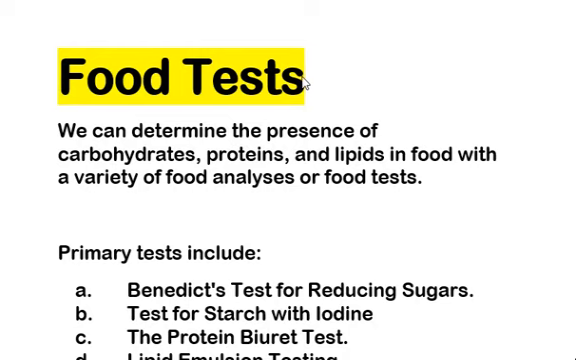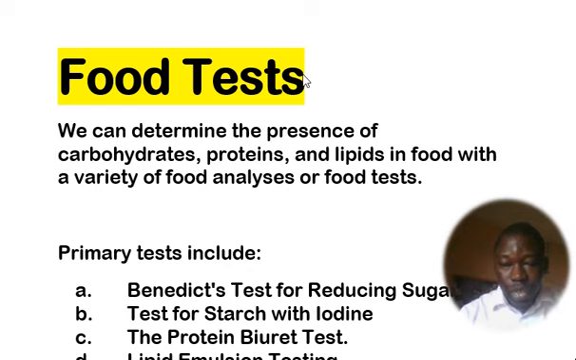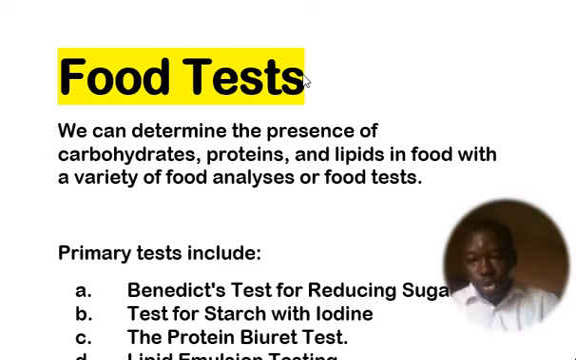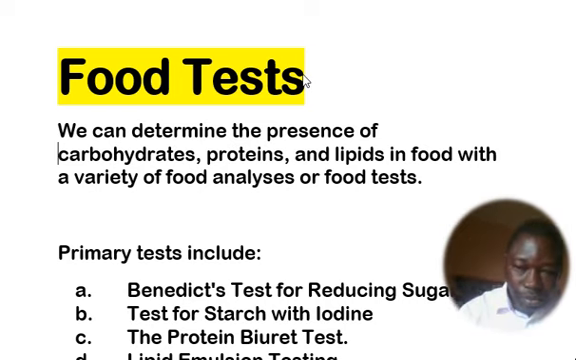After looking at the structure and function of carbohydrates, starch, proteins and fats, today we want to look at how we can test a food sample to see if it contains starch, reducing sugar, protein, or lipid. You know, lipid is fat.